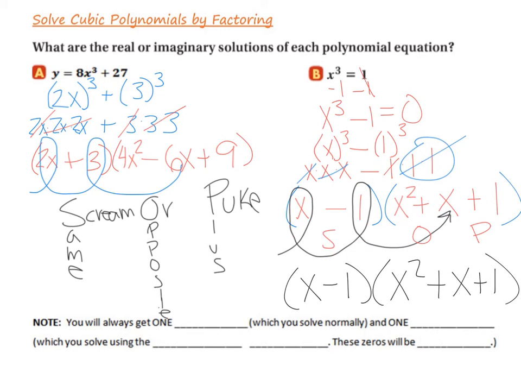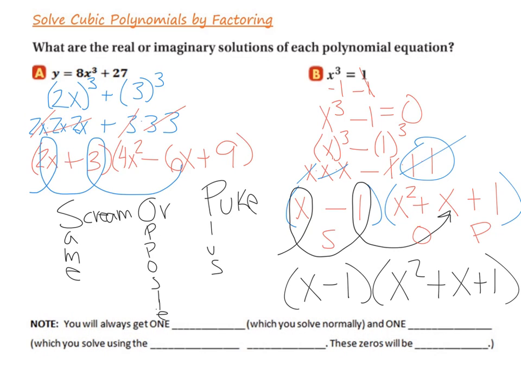If you would like to simply memorize it, then you can. If you cannot memorize the rule, though, this is a really great way to remember it. The roller coaster ride, scream or puke. Okay, so we will always get one binomial and one trinomial.